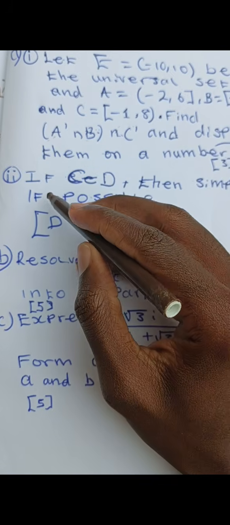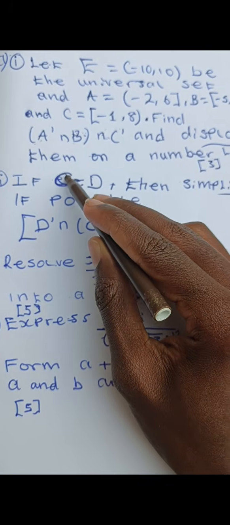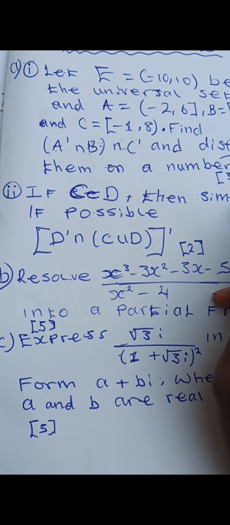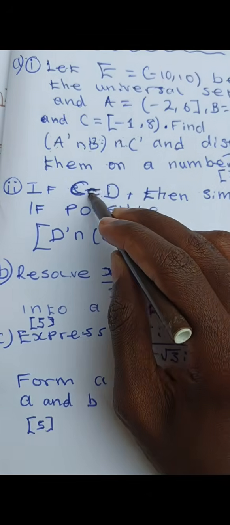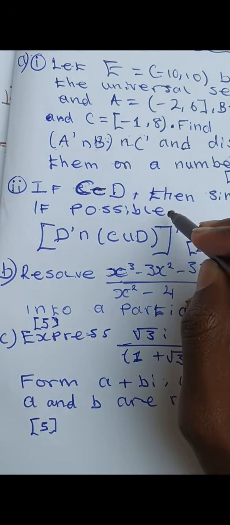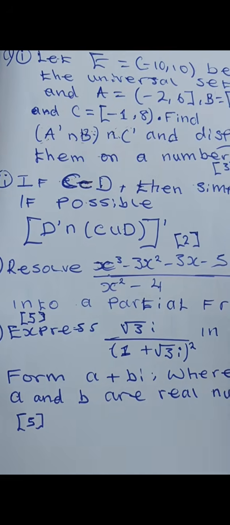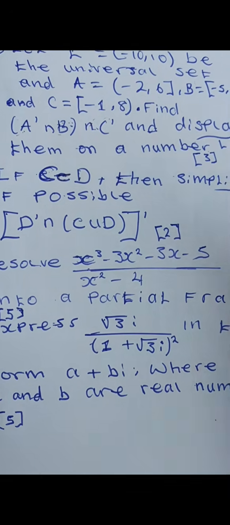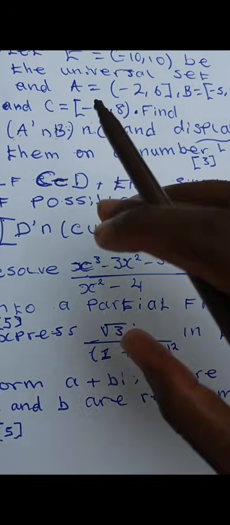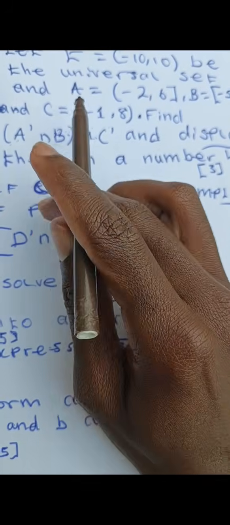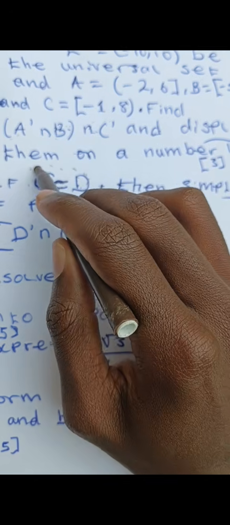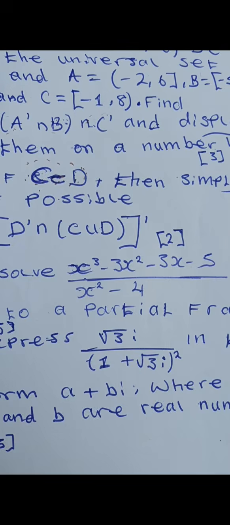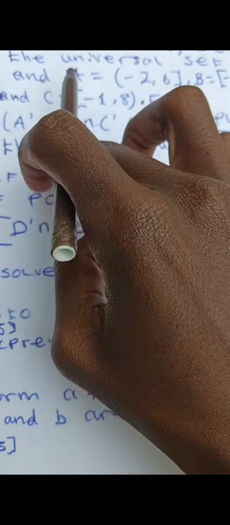So the next one is that if C is a subset of D, then, this symbol means subset, simplify if possible. So this question, for somebody who doesn't understand the concept of subset, will get it wrong. I know what you're thinking. You're thinking of applying those rules, associative rules, distributive rules, all those things. But for this question, the key point is on this statement. So let me explain to you what it means. Before I even start simplifying, make sure that you get this.